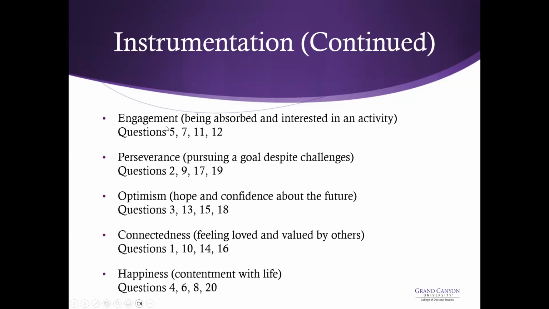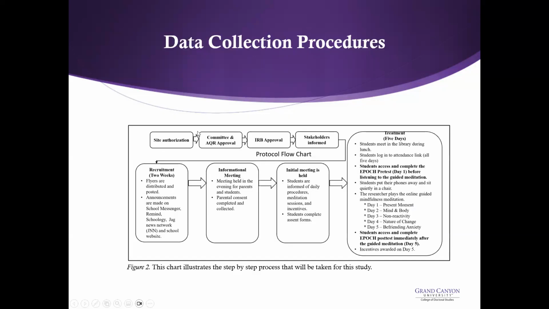Here we have the variables of interest and what questions on the survey connect to each of those variables. Here we have a flow chart for the data collection procedures. So you can see recruitment, then actually at the very top, so site authorization, committee and AQR approval, IRB approval, then going into recruitment. So I think this is a little busy of a diagram. I would probably do this in bullet point format or try to condense the amount of words that are in this diagram. It's a little busy. I'll show you another example that I think is better for a presentation.